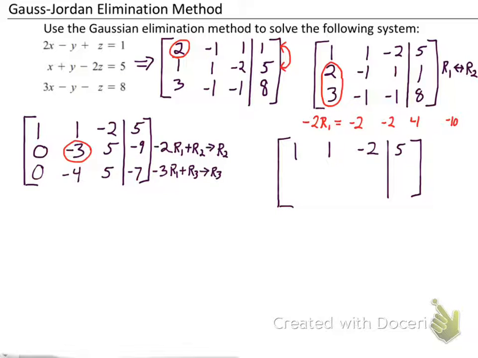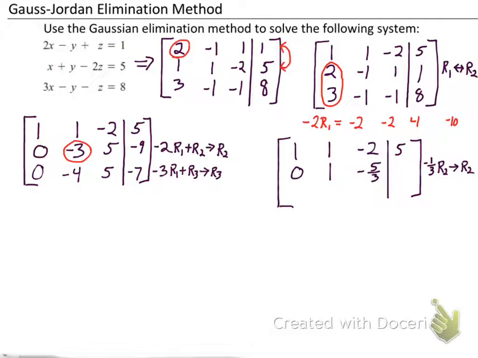Anisha? -1/3. That one should be an easy one, right? So -1/3 of row 2, and I'm going to rewrite row 2 using that -1/3. So we're going to go across the board. -1/3 times 0 is still 0. -1/3 times a -3 equals a positive 1. Good work, Anisha. Then we have -5/3.